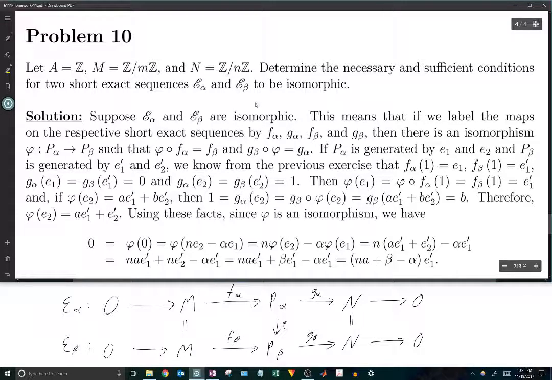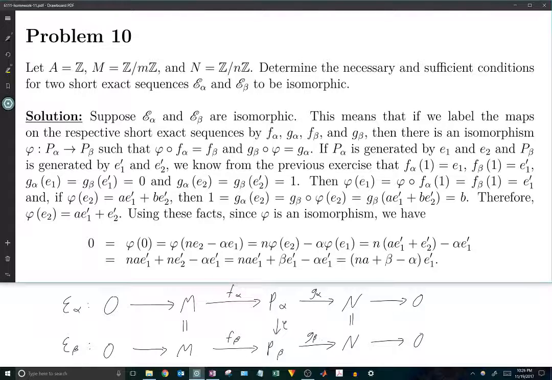And this is kind of tricky, but if you start from E alpha and E beta being isomorphic, you end up with some weird looking condition down here, and it ends up being exactly what you want. So, what does it mean for two short exact sequences to be isomorphic? That means that if we have, let's see here, we'll call these F alpha and G alpha and F beta and G beta because they correspond with E alpha and E beta. So we have this map phi that goes from P alpha to P beta. And phi is an isomorphism.